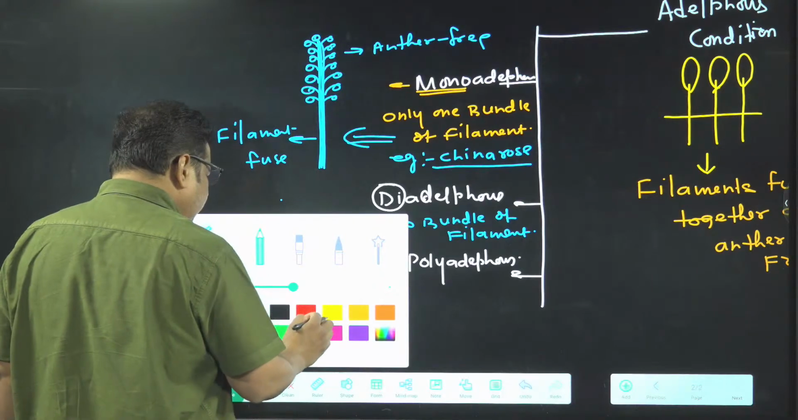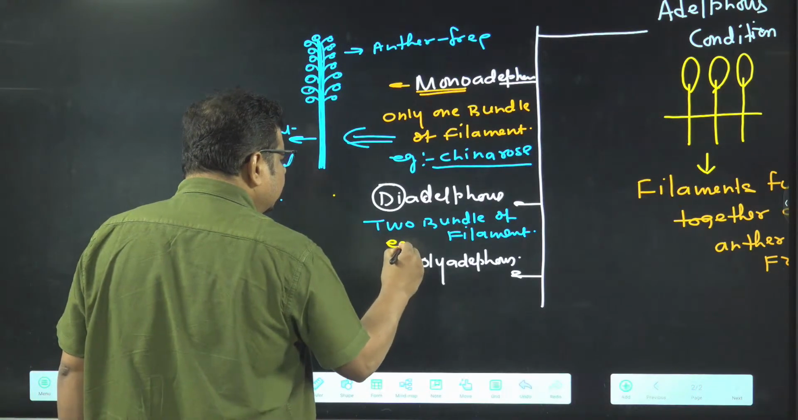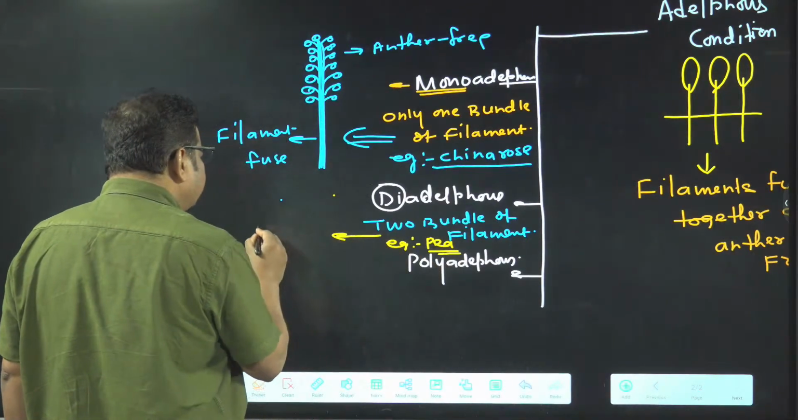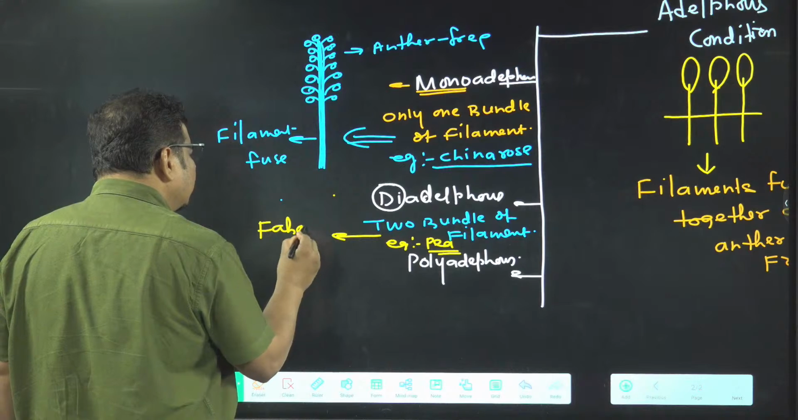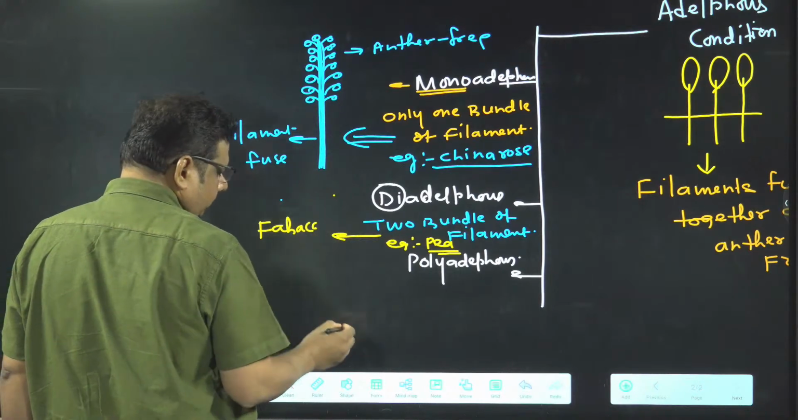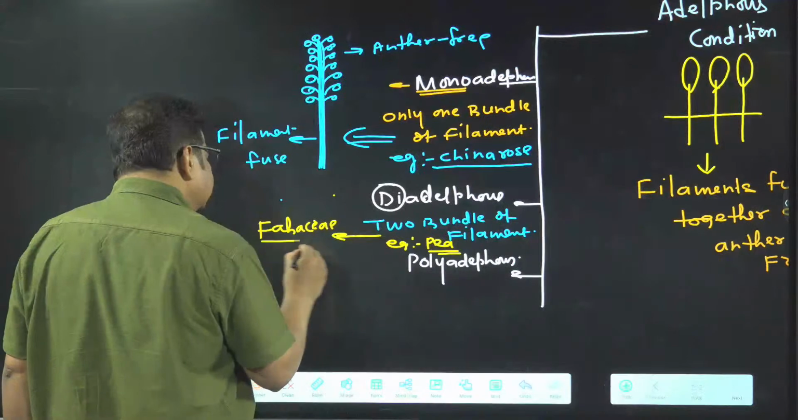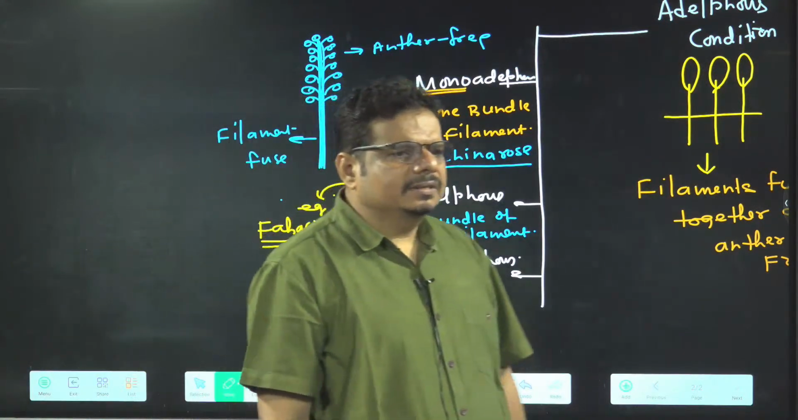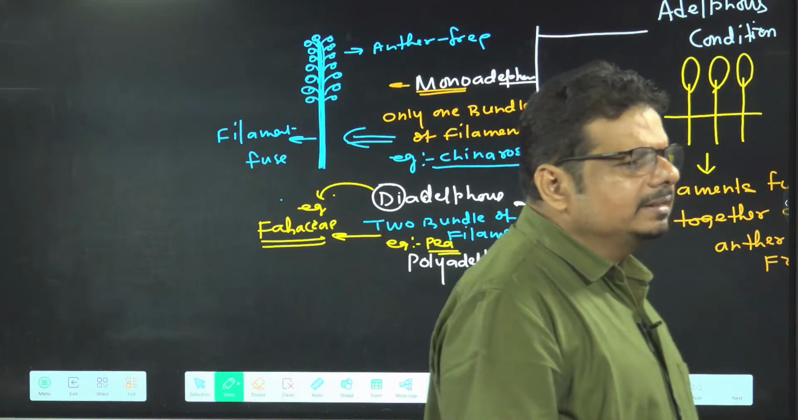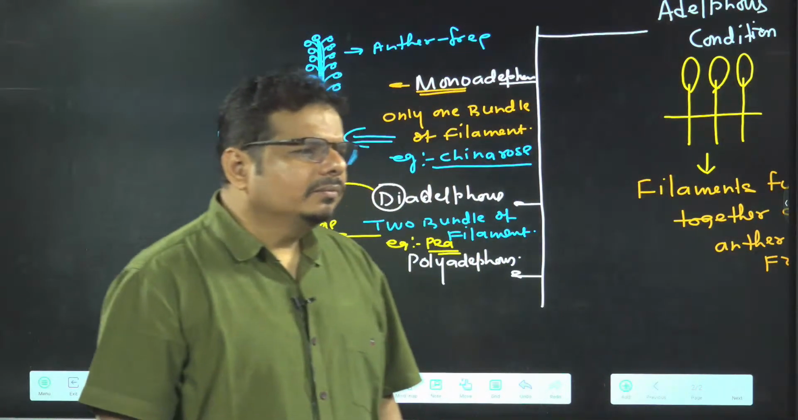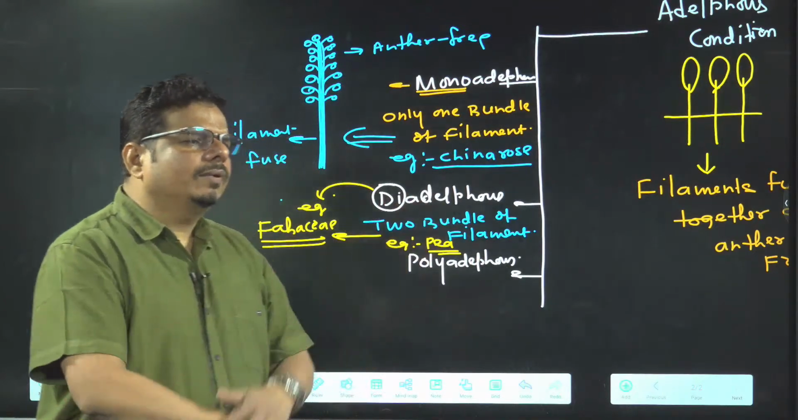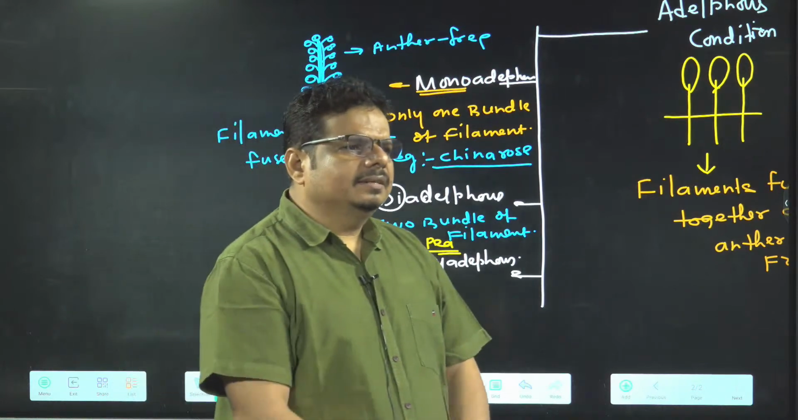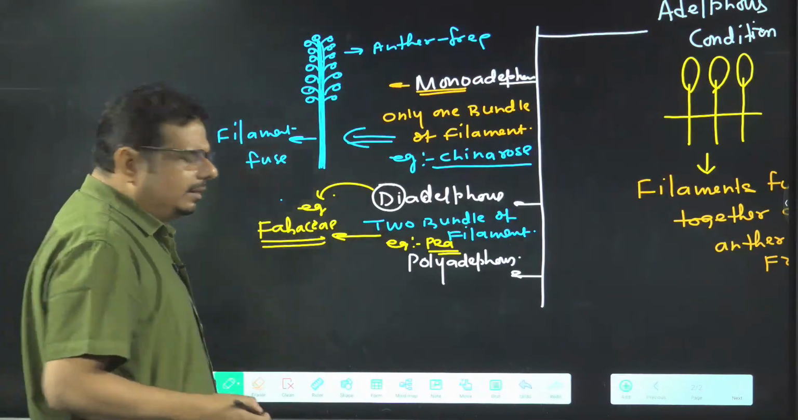Example in the case of diadelphous condition, what is written in NCERT? Pea. Pea belongs to which family? Fabaceae family. So all the members of Fabaceae have which condition? Diadelphous condition. So they are the example of diadelphous condition. Pea is the representative example. It belongs to family Fabaceae. So all the members of family Fabaceae have which particular condition? Diadelphous condition. Is it clear? Is all right?